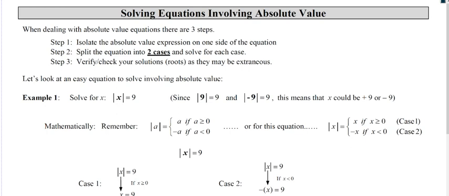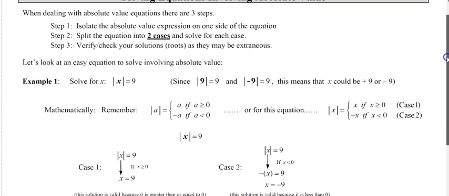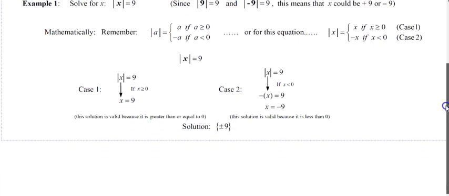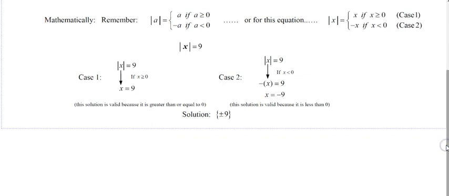All right, now let's see if I can move the page without moving the border. All right, so absolute value of x equals 9, case 1. If x is greater than or equal to 0, if it's positive, then we know that x is equal to 9. Case 2, if x is less than 0, then we know that negative x is equal to 9, right? We take the negative of x.